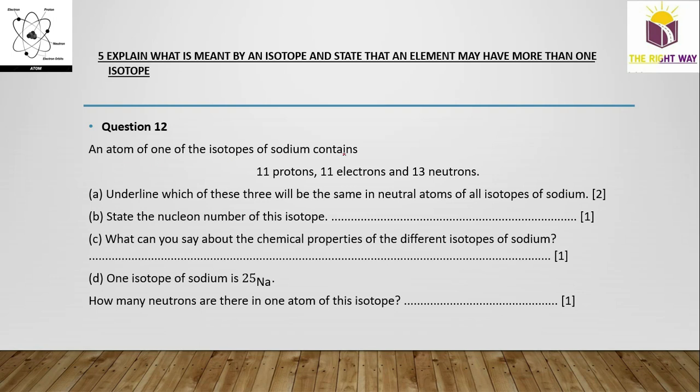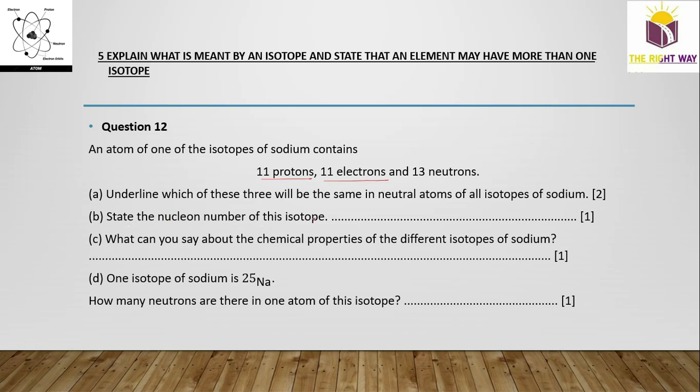An atom of one of the isotopes of sodium contains 11 protons, 11 electrons and 13 neutrons. Underline which of these 3 will be the same in a neutral atom of all the isotopes of sodium. They must have an equal number of protons and electrons. In isotopes, protons are the same, and in a neutral atom, electron and proton numbers are equal. That's why we write 11 protons, 11 electrons. 11 protons and 11 electrons must be the same in all the neutral isotopes of sodium.